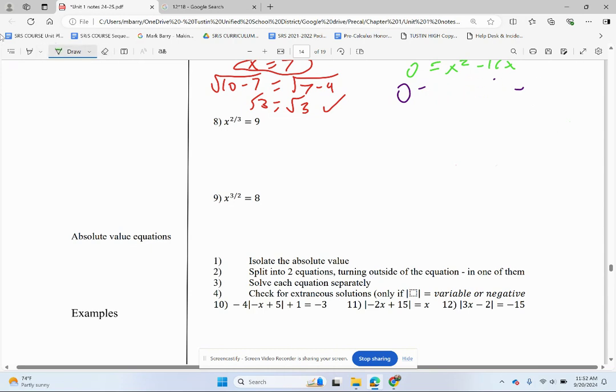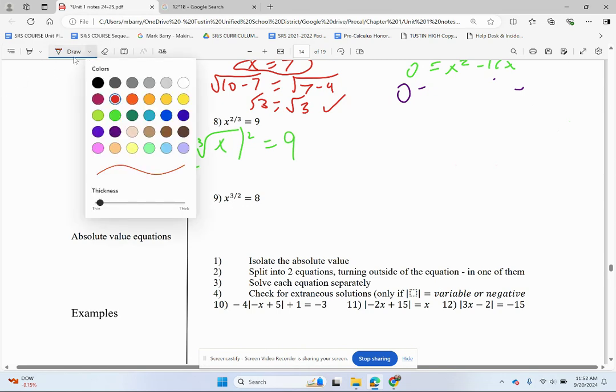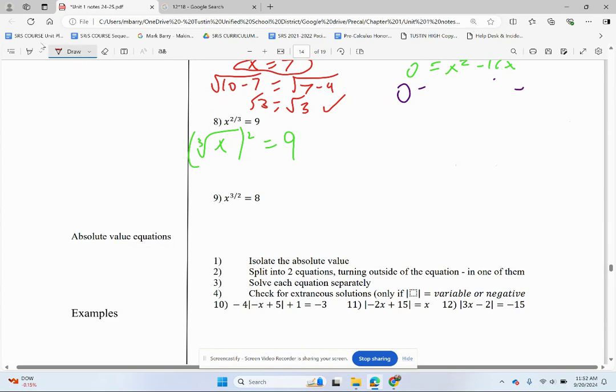So the first way I'm going to do it, you can rewrite this as the cube root of x squared, because with that fractional exponent, the denominator is the root and the numerator is the exponent. That's going to equal 9. And then to get rid of the squared, we would square root both sides. So I would say the cube root of x equals, and since I created that square root, I would do a plus or minus 3. And then I would do a third power here and a third power there.